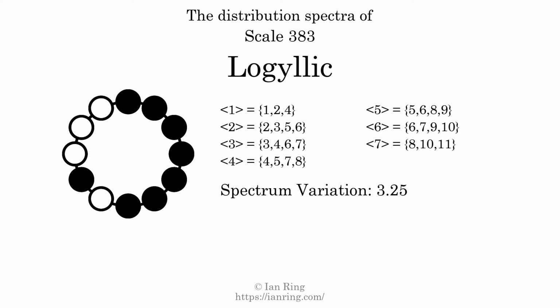The spectrum variation of this scale is 3.25. Since the variation is greater than 0, this indicates that the scale is not perfectly even. The highest spectrum width is 4. Since this is greater than 1, we know that this scale is not maximally even.